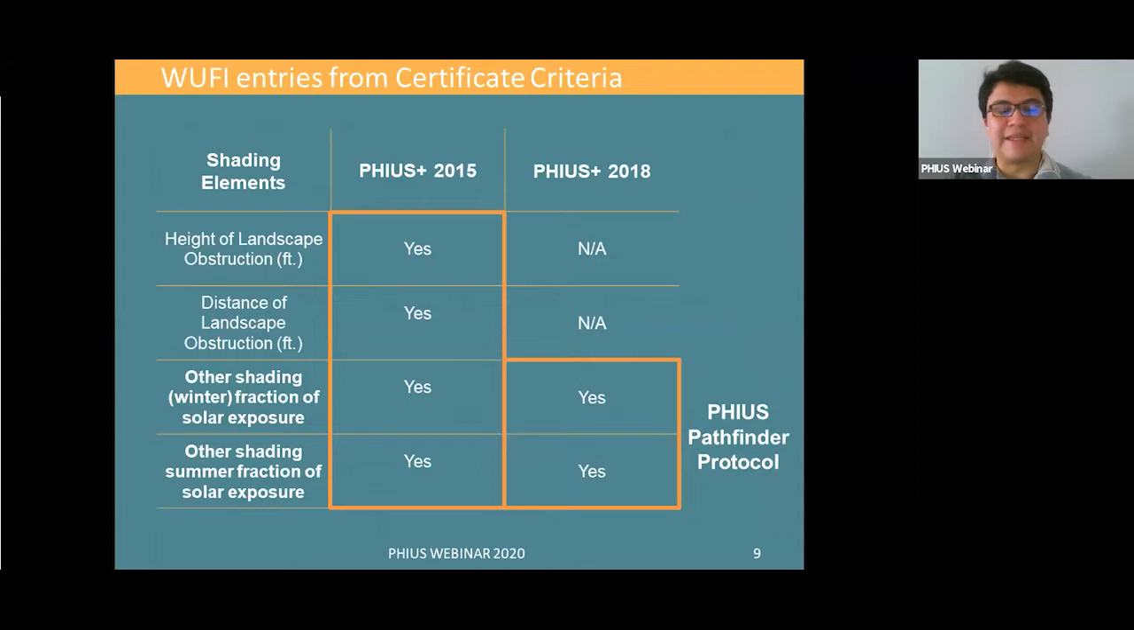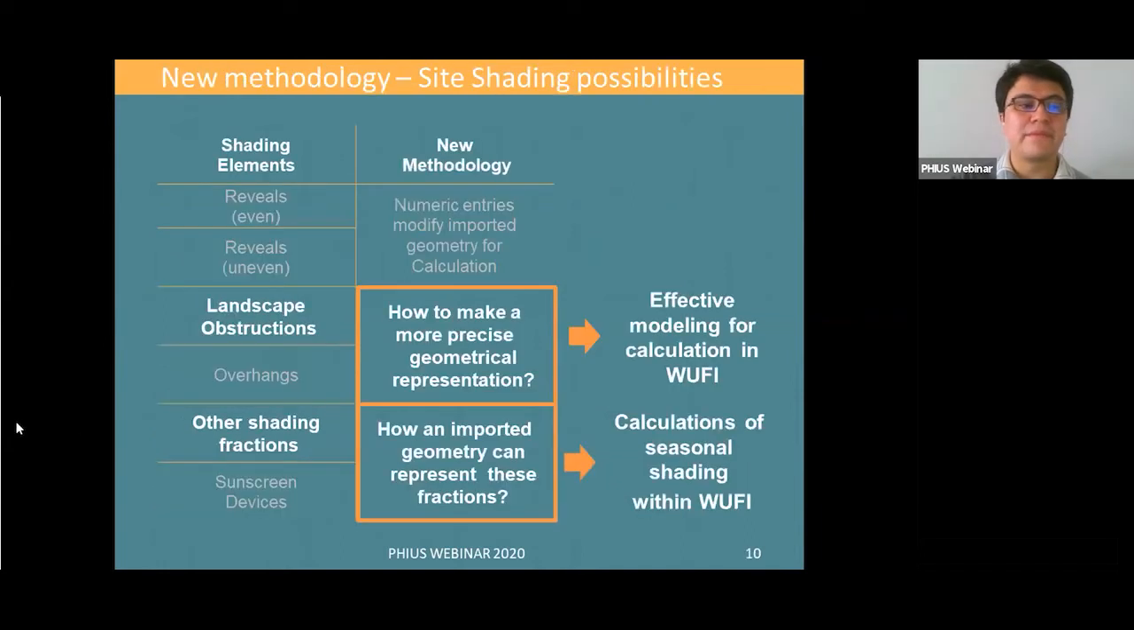Here we can see the difference between the 2015 and the 2018 certificate criteria. In 2015, landscape obstructions and other shading fractions are obtained from the Phius Pathfinder protocol. In 2018, just other shading reduction factors are obtained from the Phius Pathfinder protocol.